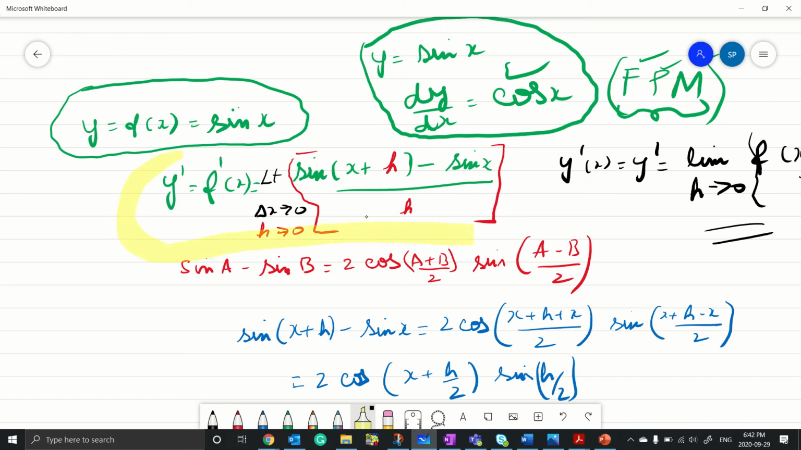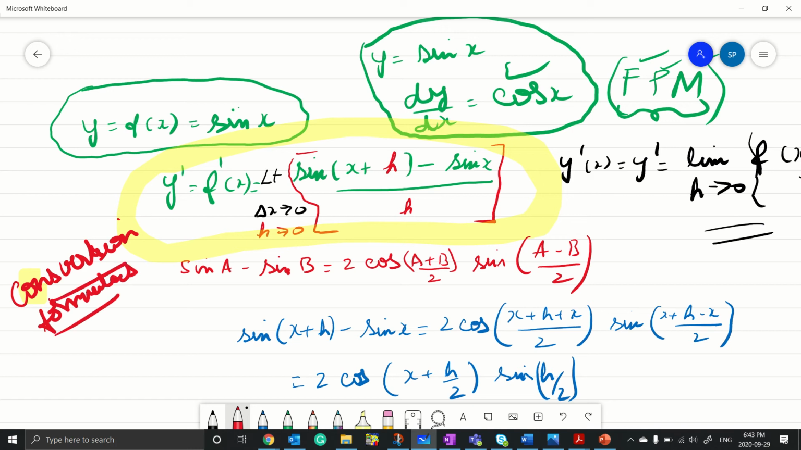And to further solve this entire equation, you need to apply a trigonometric identity, and that identity is given right here. Sin a minus sin b is equal to 2 cos of a plus b by 2 times sin of a minus b by 2. This is one of the trigonometric identities. These identities are also called conversion formulas.